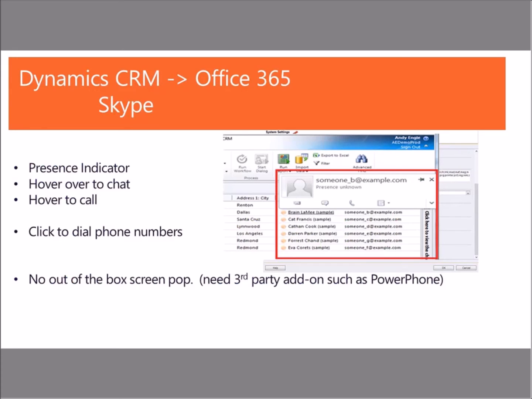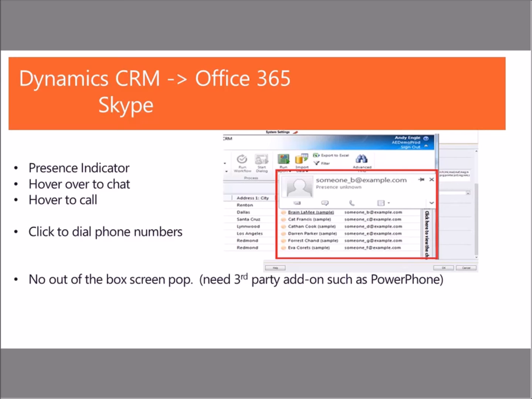Starting with Skype, or Lync, if you still call it Lync, out of the box between CRM and Skype, I can not only see if a user is present, but what their status is. Are they available? Are they busy? And I can pick and choose where I enable that in CRM. And then I can click to dial. I can literally hover over an individual, single click to dial a phone number, or single click to chat.